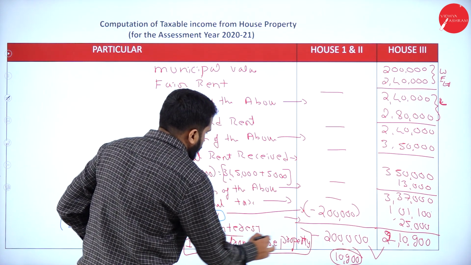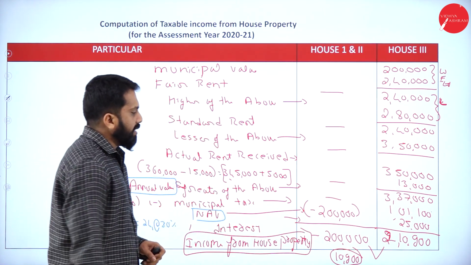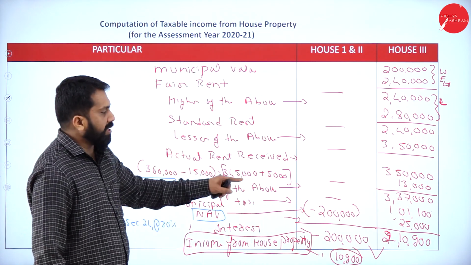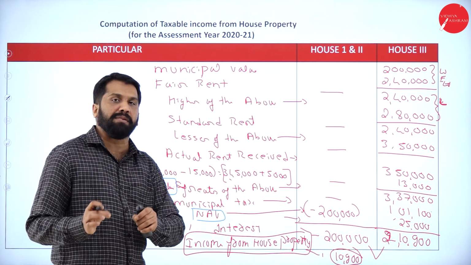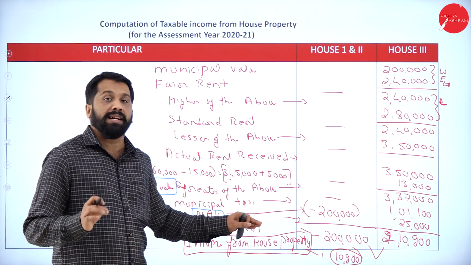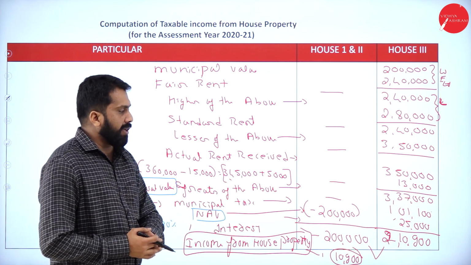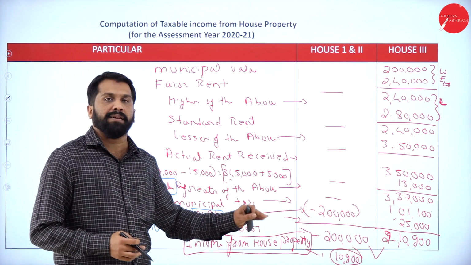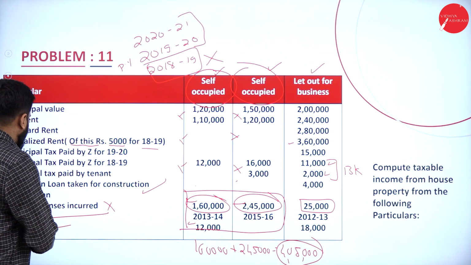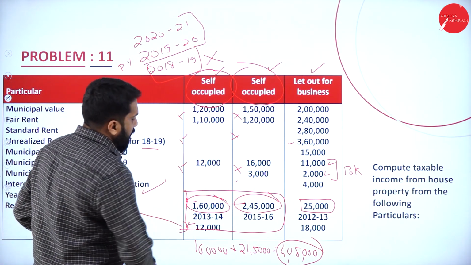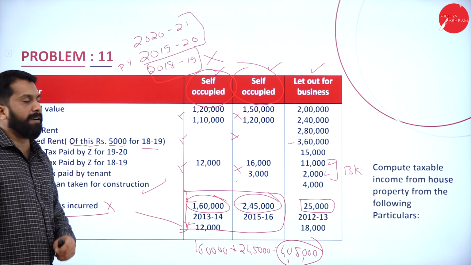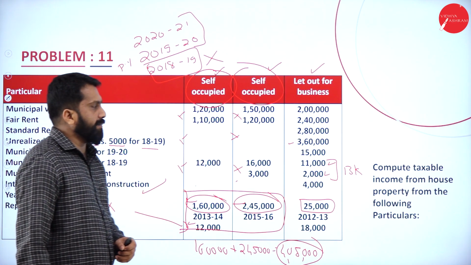So, income from house property, the final answer is 10,900. The first house we don't calculate except interest. The second house we don't calculate except interest. The third house we have to calculate everything, but remember, prepaid expenses or repair expenses are not part of your income from house property. Now, this is all about your information.